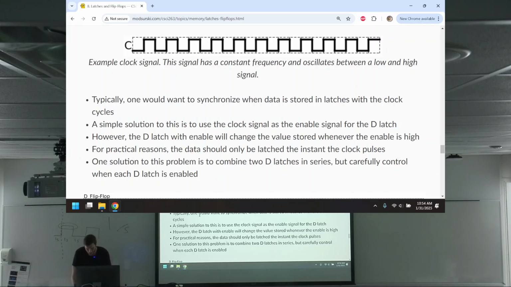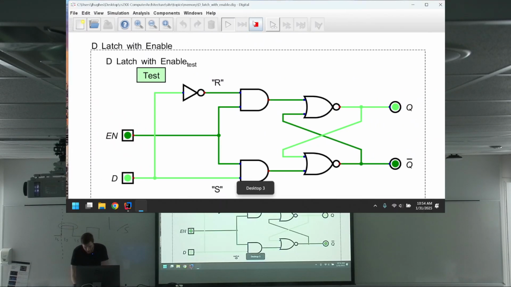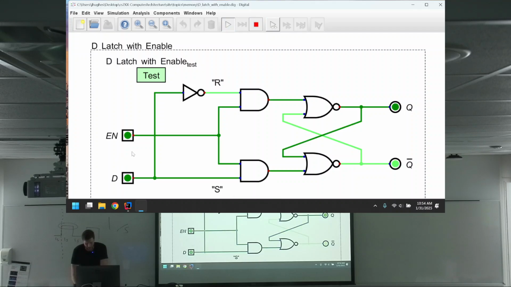All right? So what I mean is, like I showed you, let's restart this. Data's changing, data's changing. Enable goes high. Data's changing, data's changing. Enable goes low. Think of that enable as the clock signal.